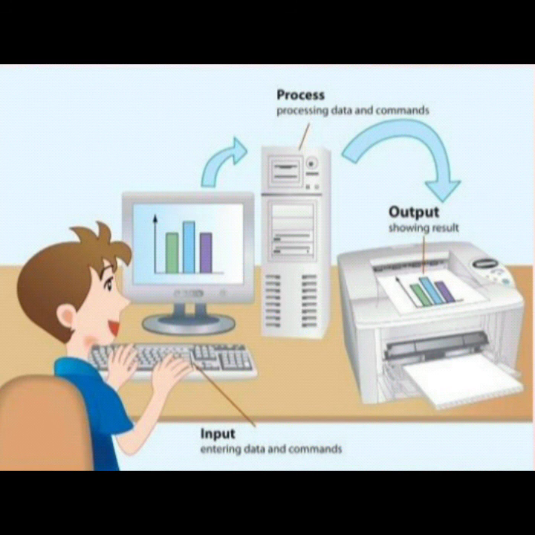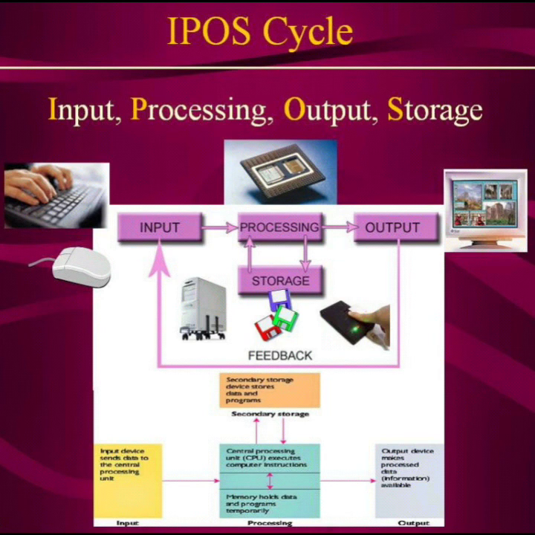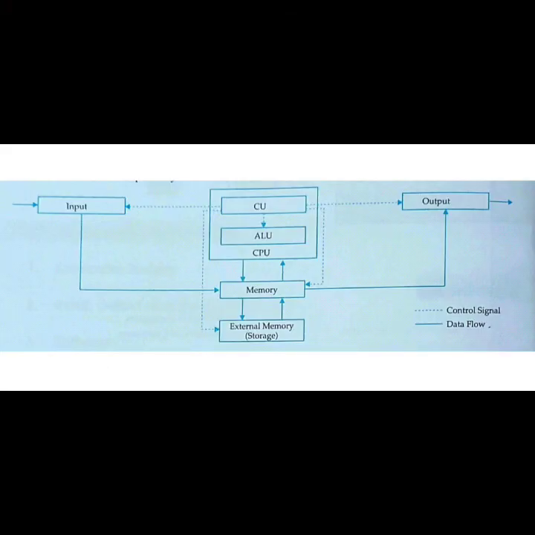Next is output. It means it produces the desired output or information, means as you give instruction, on that it will work, it will process, and then on the basis of that only it will give you information, it will give you output. And the last is storage. It stores data, instructions and information. The basic structure of the computer system consists of various components to perform these operations, means input, processing, output, storage.